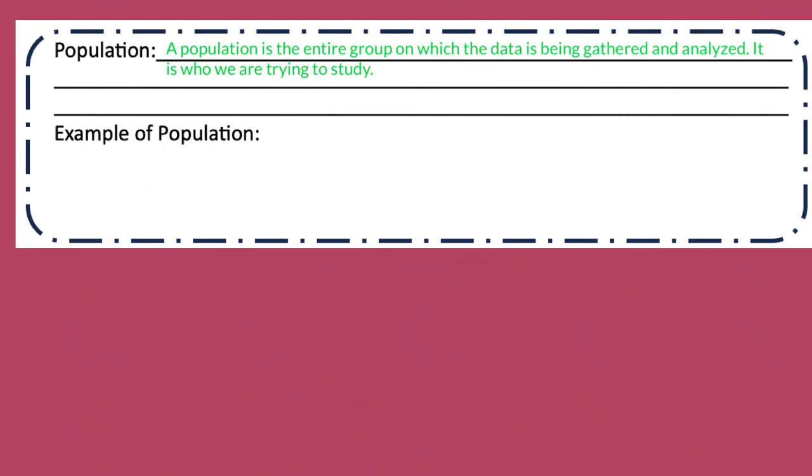The next definition we're going to take a look at is population. A population is the entire group on which the data is being gathered and analyzed. It is who we are trying to study. If we're trying to figure out how much soda the average high school student drinks, then the high school students would be our population. If we want to know how many hours a week a Midvale middle school student studies, then we would look at Midvale middle school students. That would be our population.